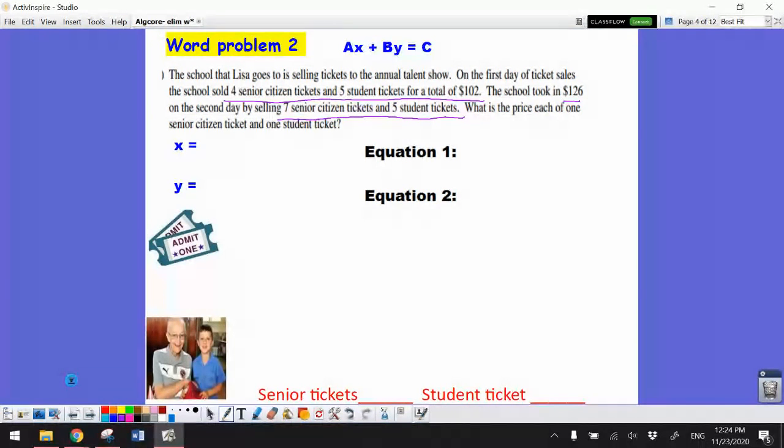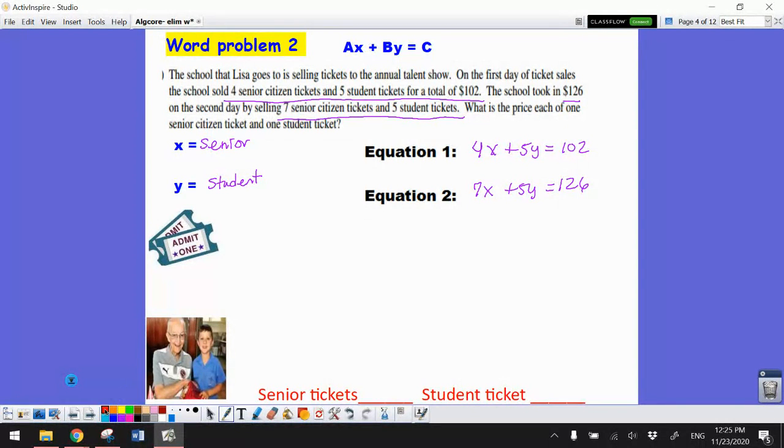Well, I see 2 things. I see senior tickets and I see student tickets. So that's my X and my Y. My first equation would be 4x plus 5y equals 102. The second equation would be 7x plus 5y equals 126. Okay, so let's decide which type do we have. Do we have opposites already? No. Do we have things that are the same? Yeah, we do. We have a 5 and a 5.